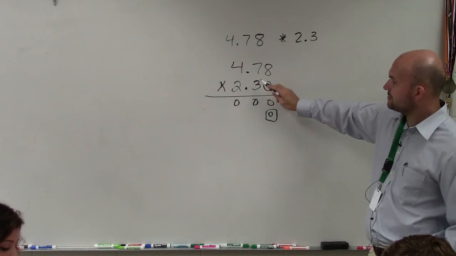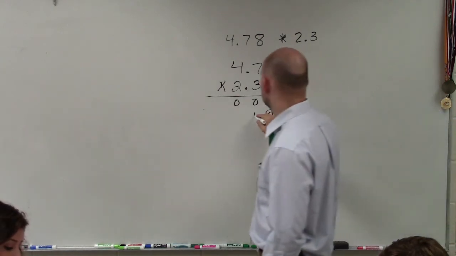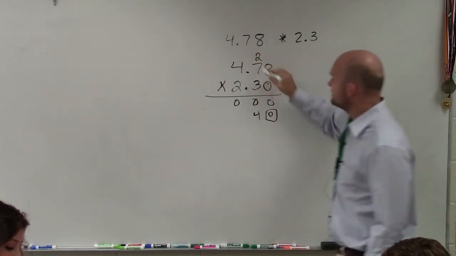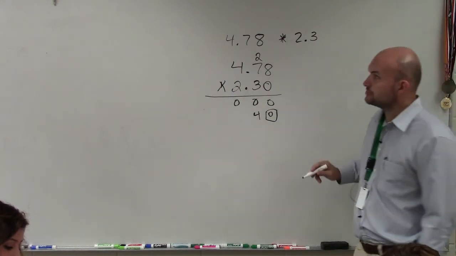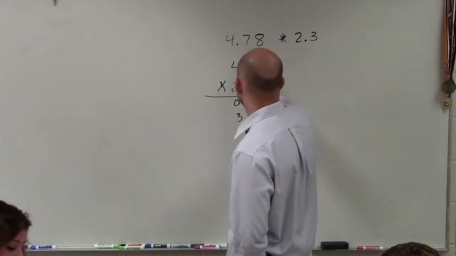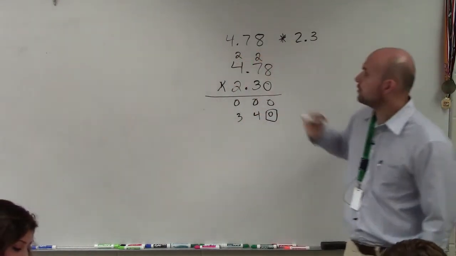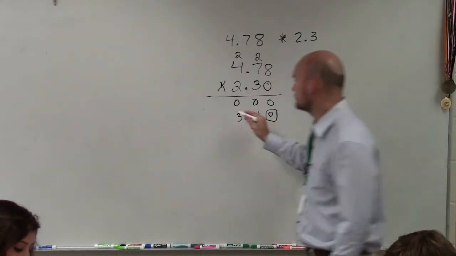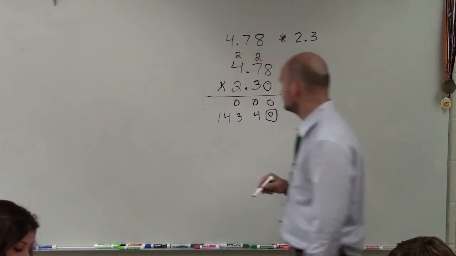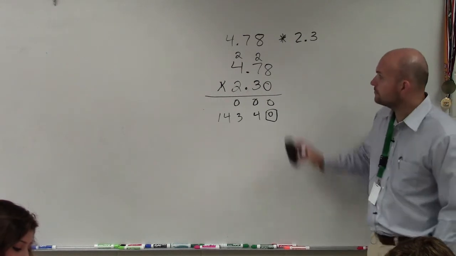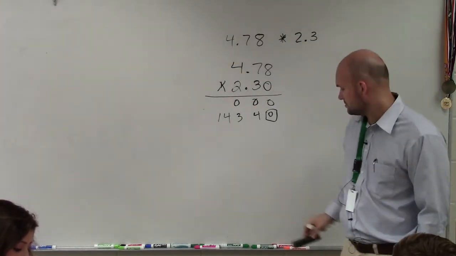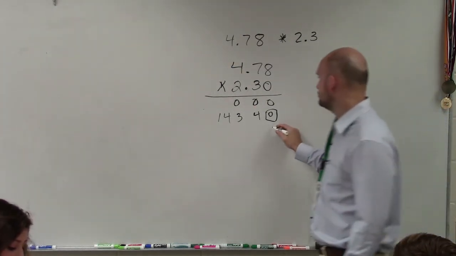And now I do the 3. 3 times 8 is 24. 3 times 7 is 21, plus 2 is going to be 23. 3 times 4 is 12, plus 2 is 14. Okay. Then I remove what I carried over, and now I get into 2 place values.